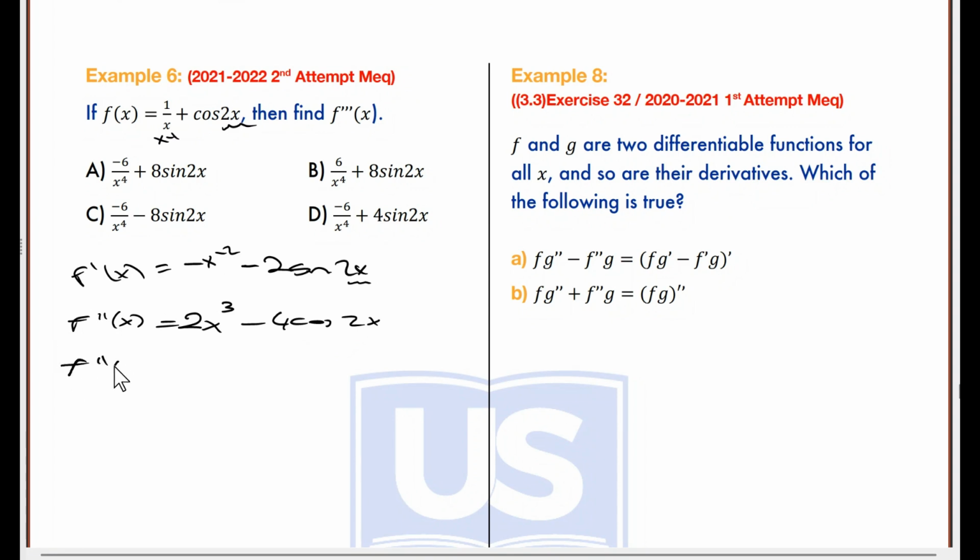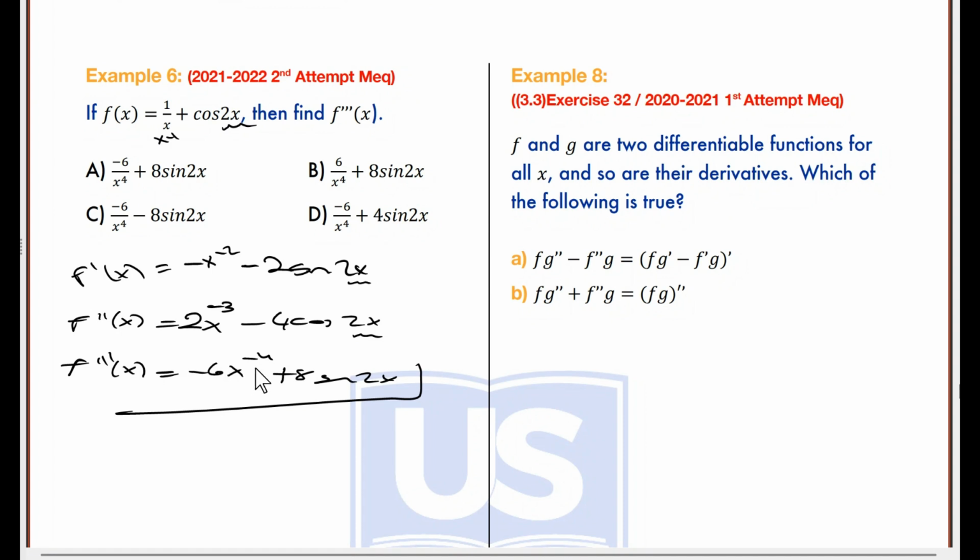I need one more derivative, f triple prime. Negative 3 will come down in front, so it makes negative 6, x to the power of, reduce the power by 1. Okay, derivative of cosine is sine, derivative of the angle is 2, 2 times negative 4, negative 8. Derivative of cosine, negative sine, it makes positive sine 2x, so that's what we are looking for.